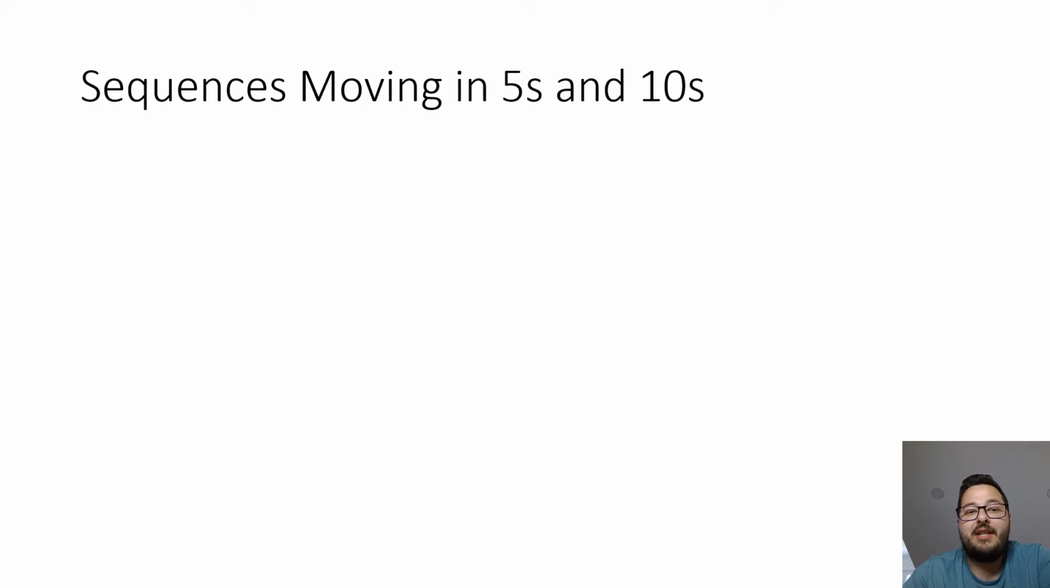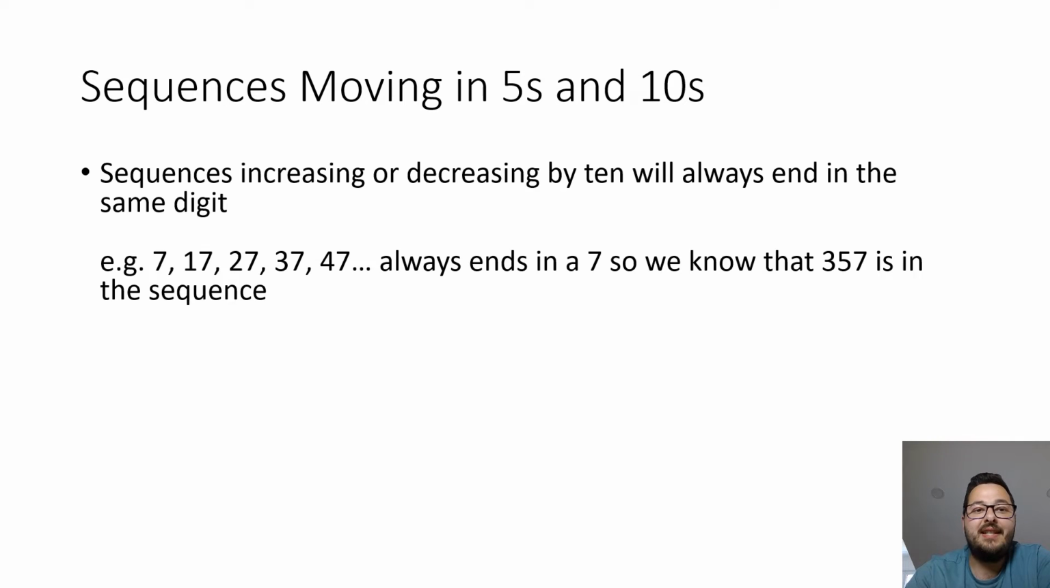The other thing they might ask you about is a sequence going up or down in 5s and 10s. Sequences increasing or decreasing by 10 will always end in the same digit. For example, 7, 17, 27, 37, 47 is always going to end in a 7. So we know that the number 357 will be in the sequence.